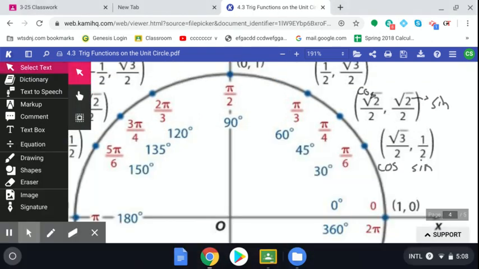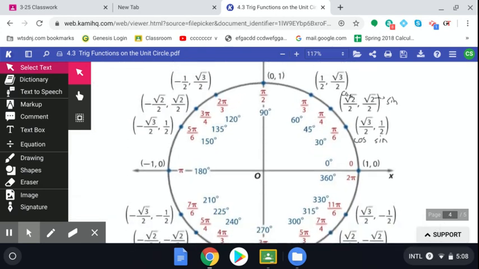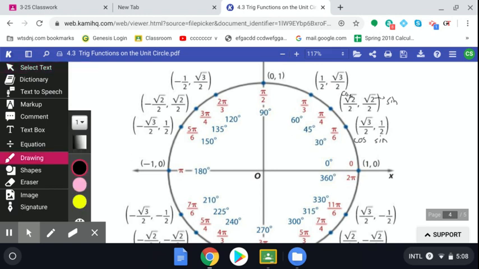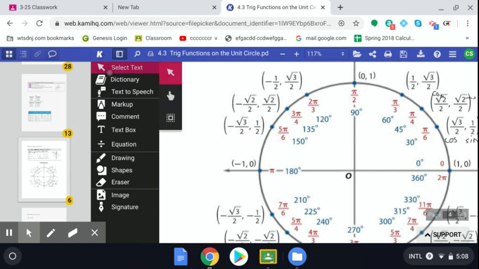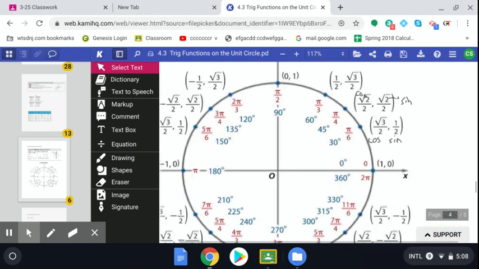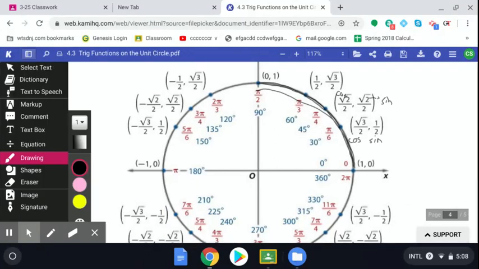So, will you have this in front of you? No, but you can make your own because you're going to memorize your reference angles, which are, like I said before, in the first quadrant. These are your reference angles right here.